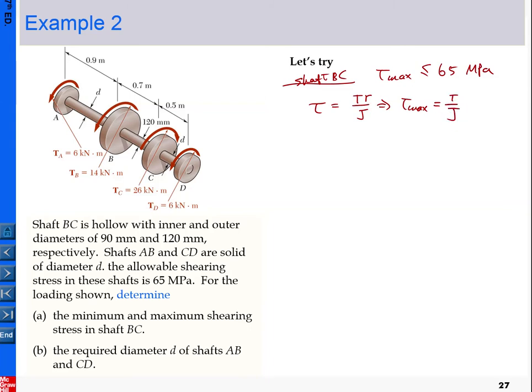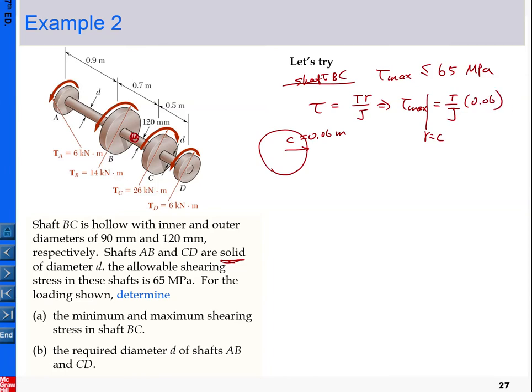So here, this is shaft BC, and it's a solid shaft. The shaft BC is solid, so the radius C equals 0.06 meter. The maximum occurs at R equal to C, so that is 0.06.